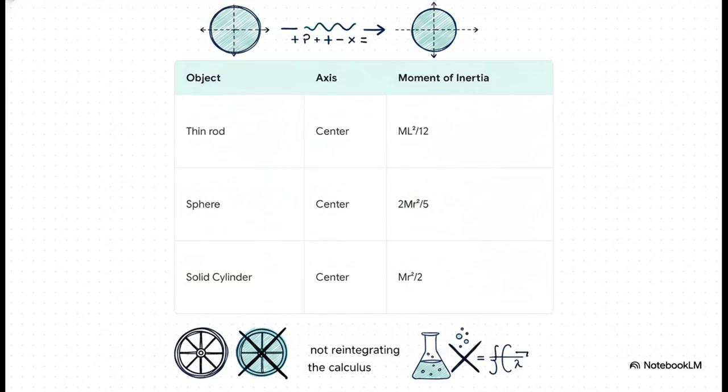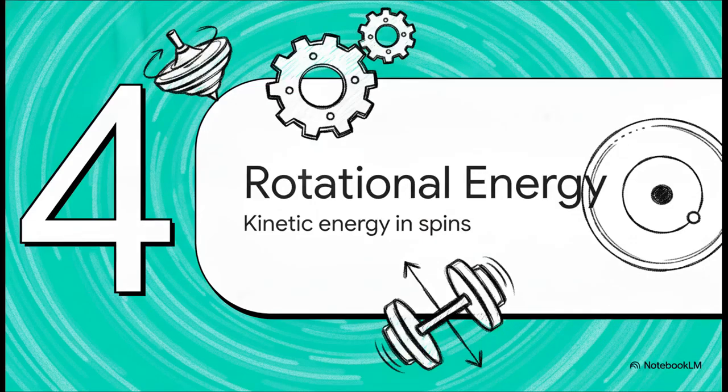And thanks to something called the parallel axis theorem, we can build a practical reference sheet of standard shapes. If we know the moment of inertia for an object spinning on its center of mass, we can easily calculate the resistance for literally any other parallel axis just by adding the mass times the distance squared. It's fantastic because we don't have to reinvent the wheel or reintegrate the calculus every single time we decide to move the pivot point.